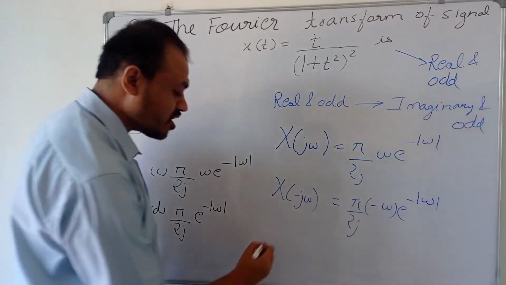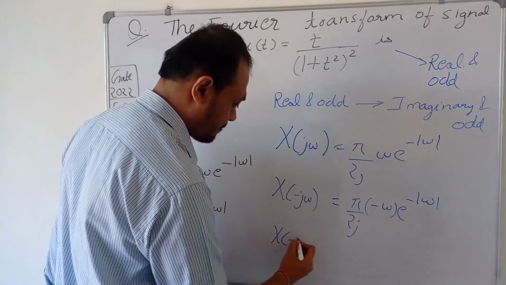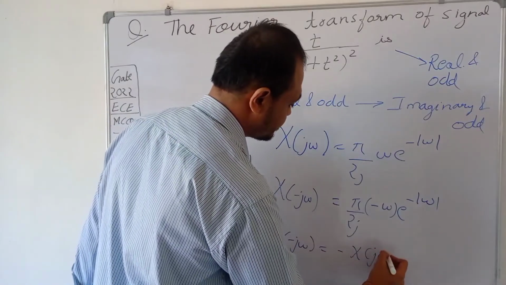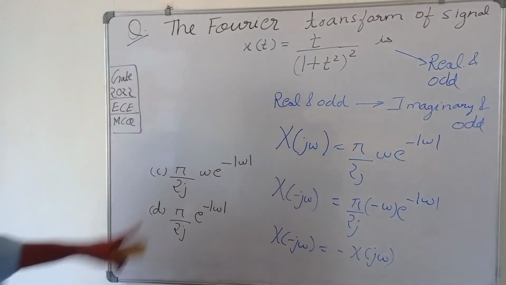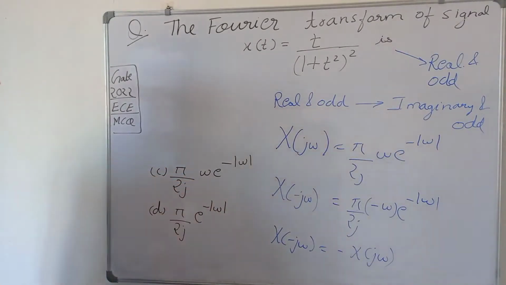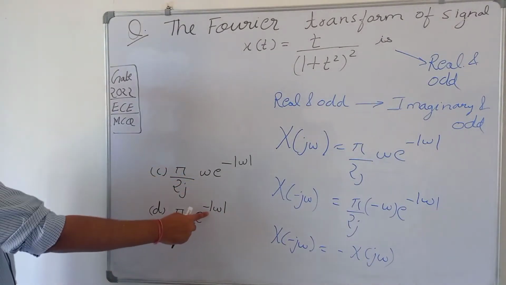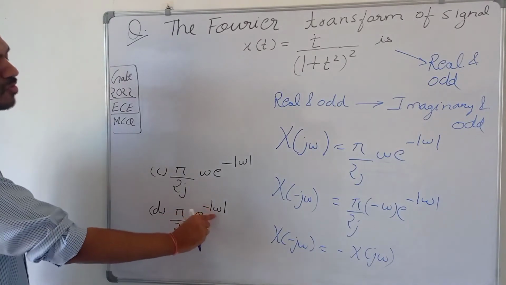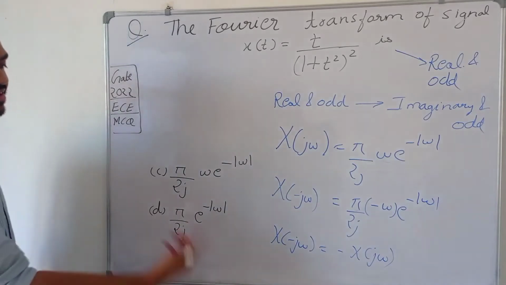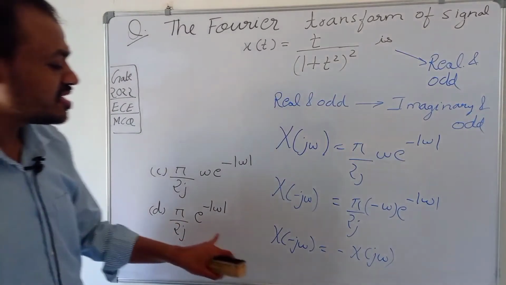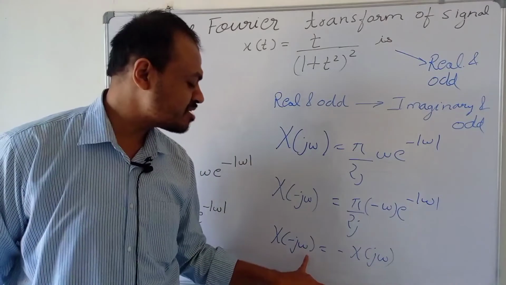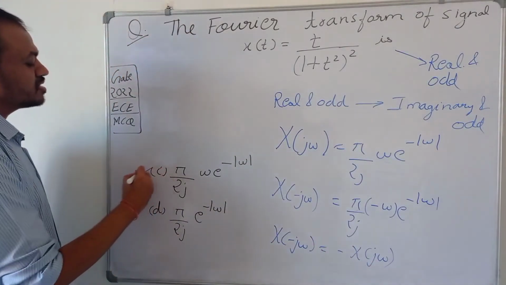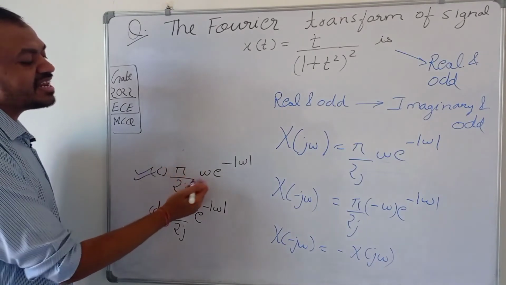And so X(-jω) is equal to minus of X(jω). So this is an imaginary signal and odd signal. The other option will be an even signal only, because if you replace ω with -ω, it will again be e^(-|ω|), because this is a mod. So again it will give you the same. So X(-jω) is equal to -X(jω) only for this option. So this option is both an imaginary signal as well as an odd signal.